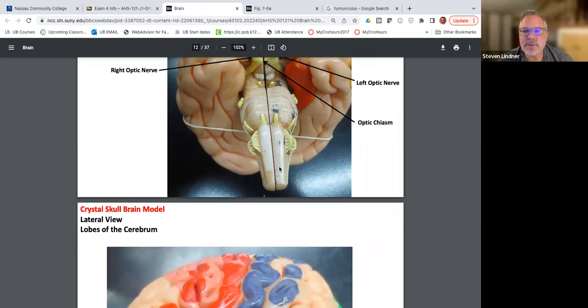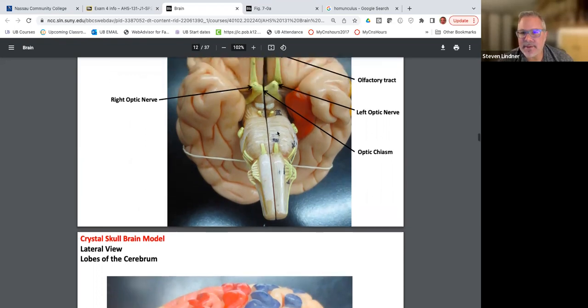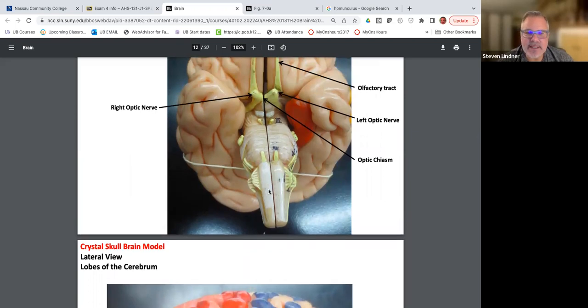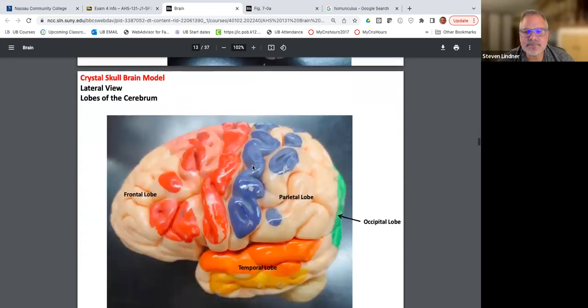So this is the medulla. This is the pons. And up here is the midbrain. Those 3 sections make up the brainstem: the medulla, the pons, and the midbrain. And I'll have another model that shows this in just a few minutes.